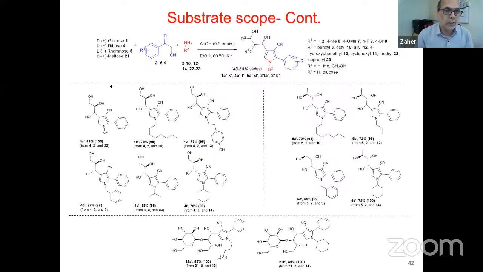Looking at the reaction with ribose, again, ribose reacted with these amines here and here and here, here and here to give us the product in very good yield. The reaction happens again with rhamnose. As you can see, we have only given here 4 examples to demonstrate the concept of this reaction. And also the reaction happens with disaccharides, as you can see here, with slightly lower yield, 53% here with maltose, 45% again with maltose, long chain, and cyclic cyclohexanamine.